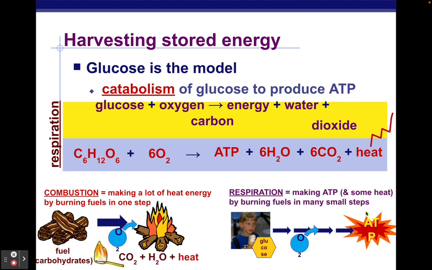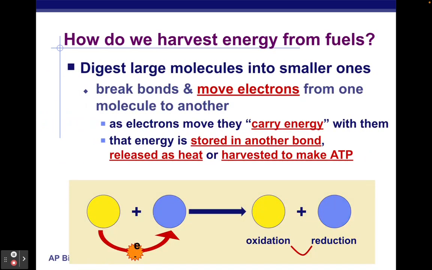Respiration, making ATP and some heat by burning fuels in small steps. So here we are, respiration. There's our enzymes and ATP. So how do we harvest energy from fuels? We digest large molecules into smaller ones by breaking bonds and moving electrons from one molecule to another. As electrons move, they carry energy with them, and that energy is stored in another bond and released as heat or harvested to make ATP.